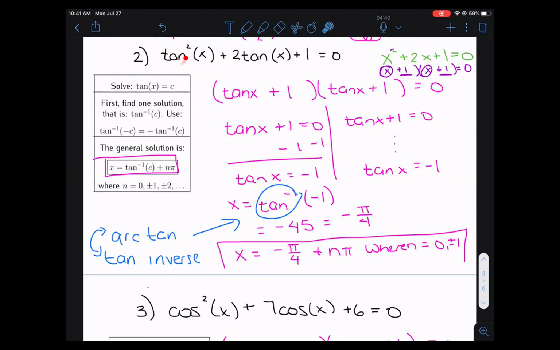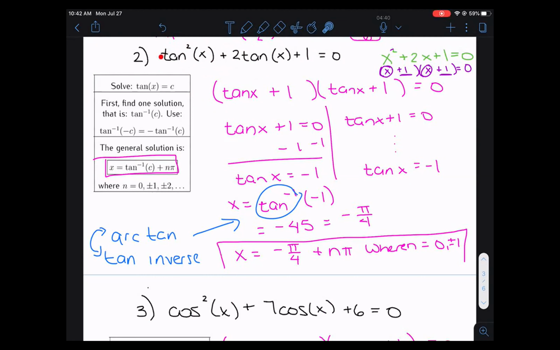But because you have tangent squared this time, you're not just going to put the regular x, you're going to put tangent x and tangent x. And then from here, you just have to think of two numbers that multiply to give you 1. Well, that's just 1 and 1. And do they add to give you 2? Yes, they do. 1 plus 1 is 2. So this is how you can factor this.